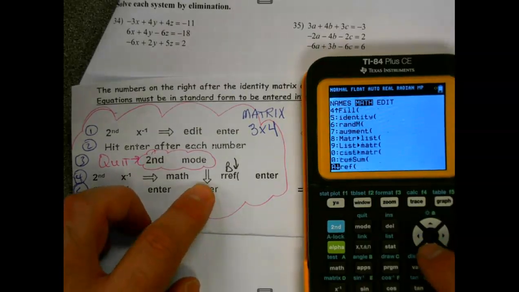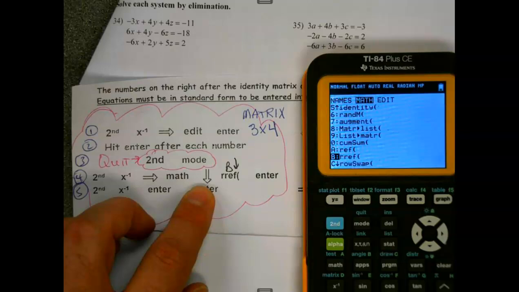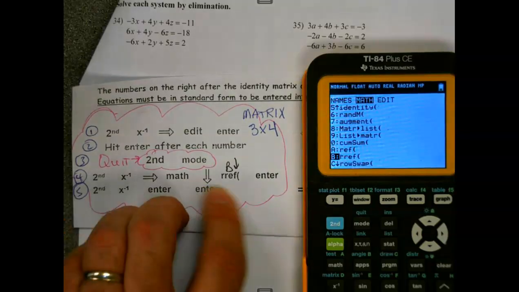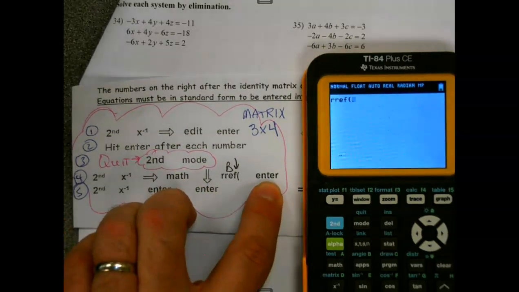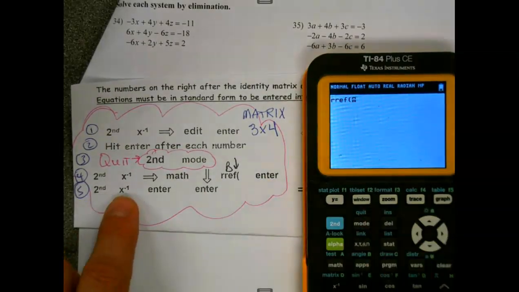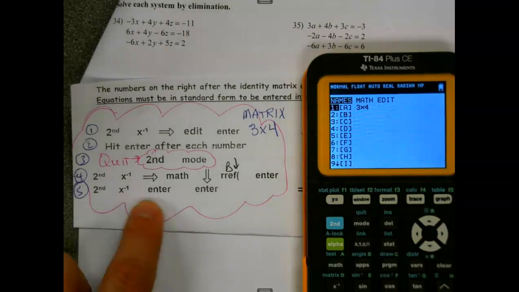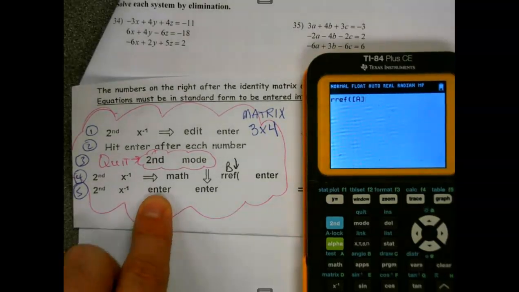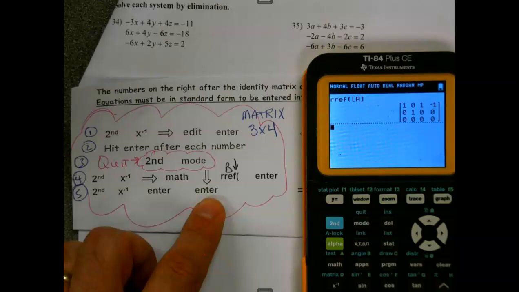Down we go to RREF. Got to make sure it's that one. Hit enter. Last line. Second, X to the negative 1. Enter to insert the matrix. And enter for the answer.